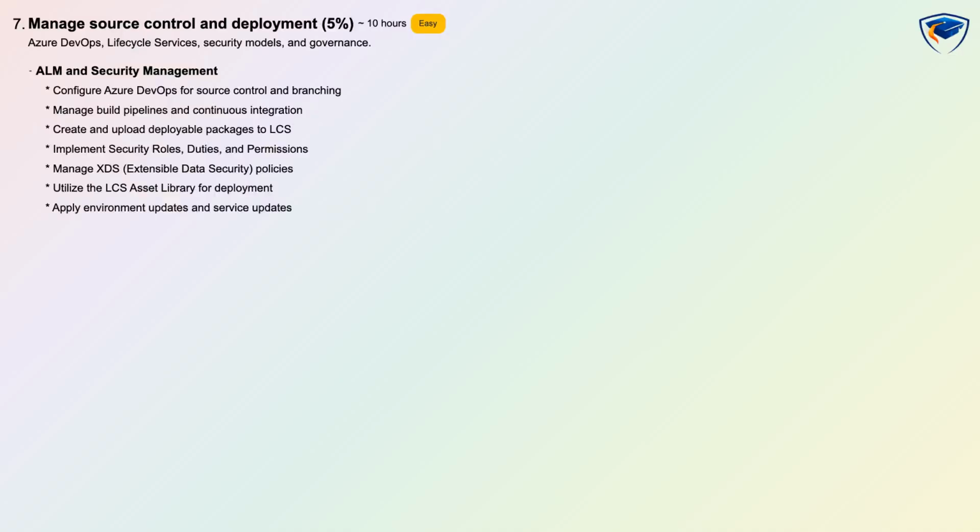Manage source control and deployment is 5%, easy difficulty, with about 10 hours of study and conceptual plus scenario-based assessment. You will configure Azure DevOps for source control and branching, manage build pipelines and continuous integration, and create deployable packages for Lifecycle Services. The domain also covers security roles, duties, permissions, XDS policies, using the LCS asset library, and applying environment and service updates. This area focuses on ALM processes, governance, and secure deployments.